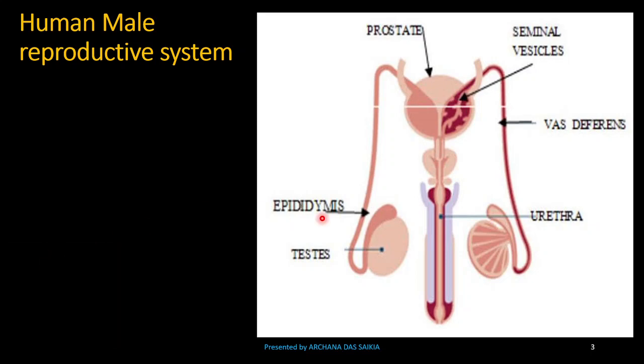Now, the male reproductive system is mainly made up of a pair of testes. Here these are a pair of testes which are located outside the abdominal cavity. They are located on the front side below the abdomen, outer to the abdomen.